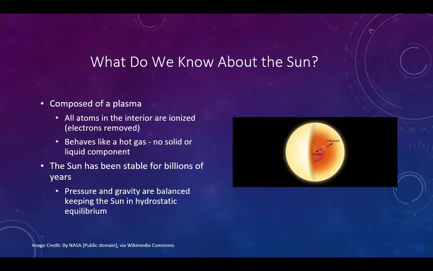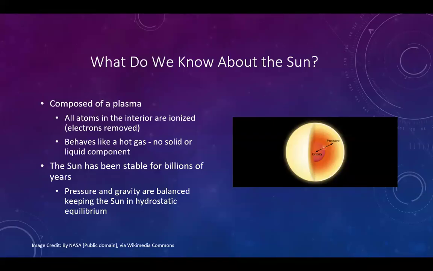So what do we know about the sun? It's composed of a plasma. All the atoms in the interior are ionized. So in some ways, this makes it simple. The fact that it's a plasma makes it more complicated, but the fact that everything is ionized and acting kind of like a plasma means that it's basically all one material, which makes it a little easier to analyze. It behaves much like a hot gas. There's no solid or liquid component. And that makes things a lot easier.